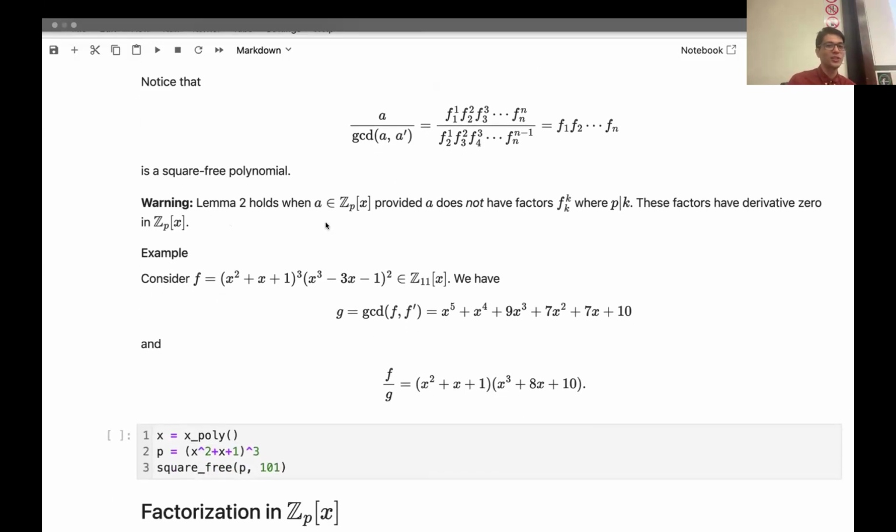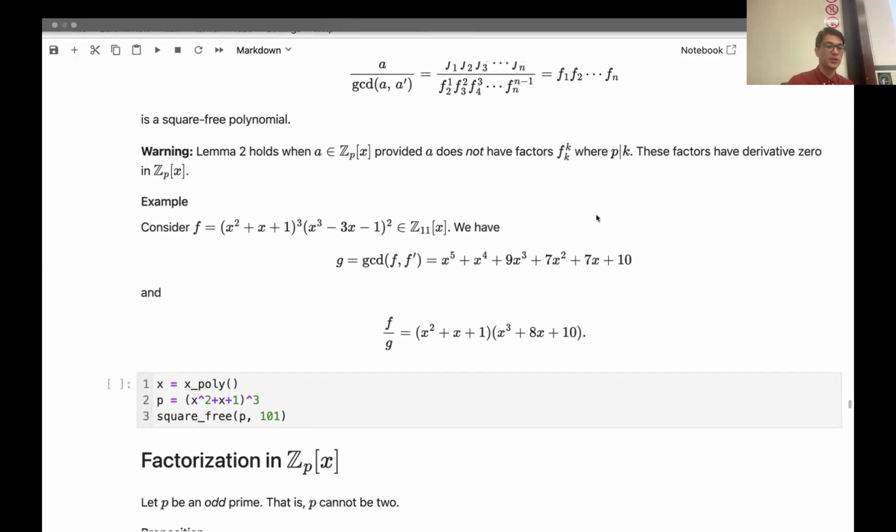Warning: lemma 2 holds in Z_p only provided A does not have factors f_k^k where p divides k. So you can have a repeated factor of degree k where p divides k, but it won't be a big deal. Okay, here's an example. When I write something like this, you have to imagine in your head that we don't actually have this. The computer is storing the product, expanded. It doesn't actually know the factors, but mathematically it's equivalent. So when you see something like this, just remember the computer is holding something of degree 4, 6.